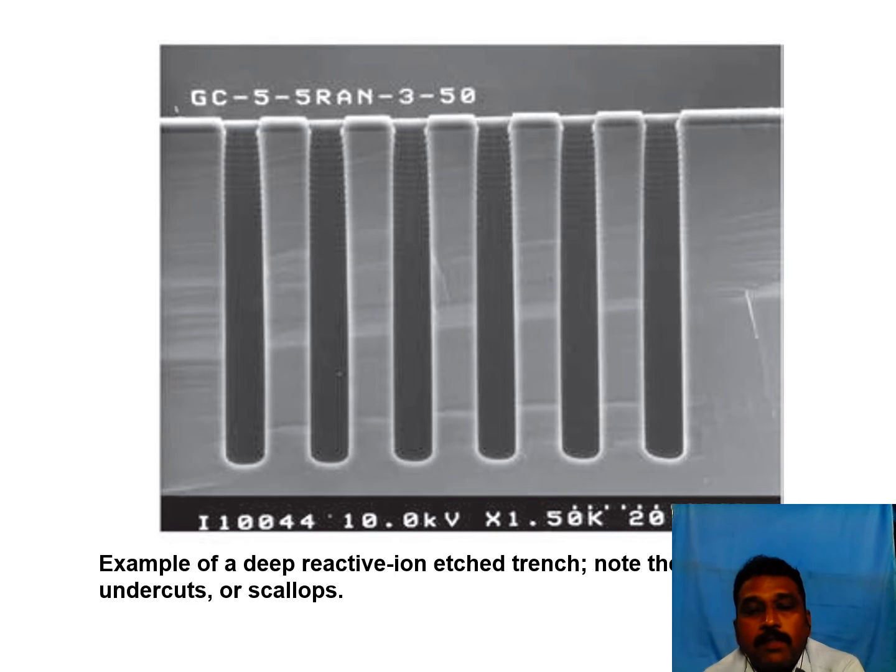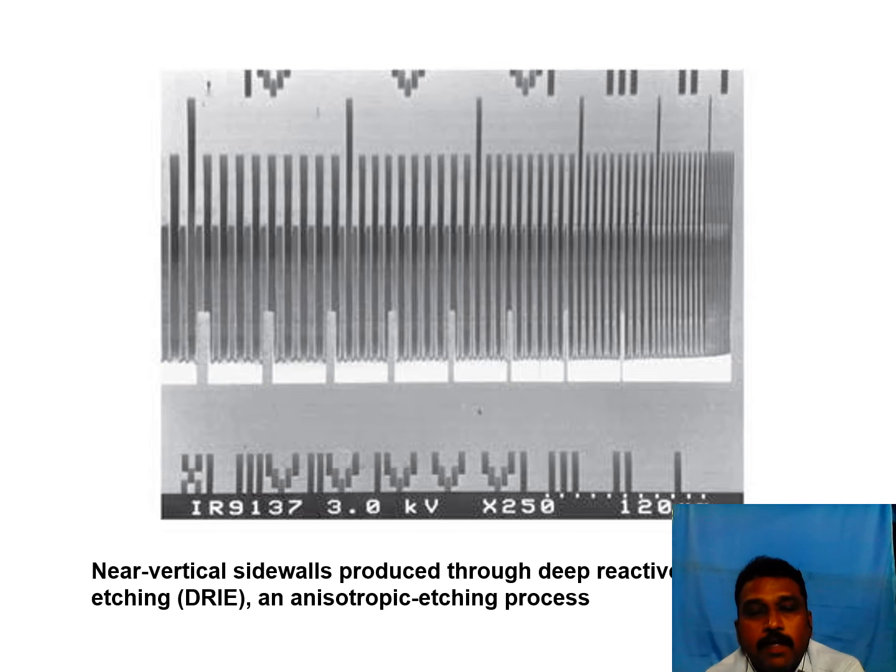And this one is an example of that, showing a deep reactive ion etched trench. You can see here, this one is very small in nature, very minute. How it is carried out, you can see here also. Near vertical side walls are produced by deep reactive ion etching and anisotropic etching. These are the cavities created. You can see here, these are the cavities created, very minute, in the micron range. The cavities were created.